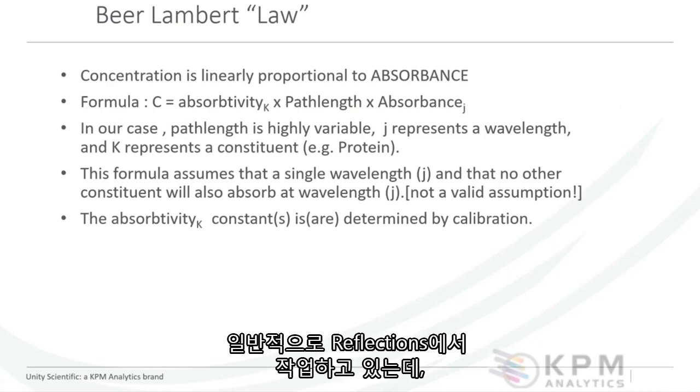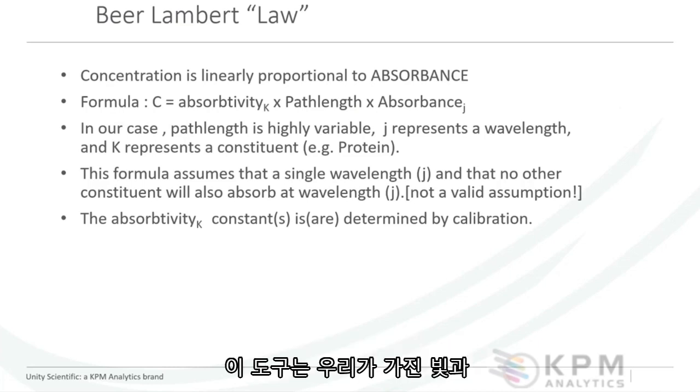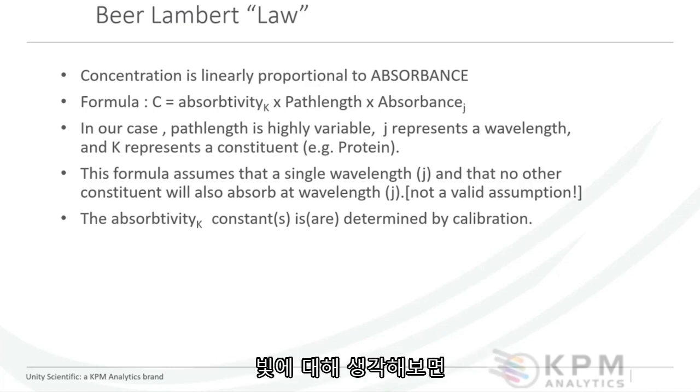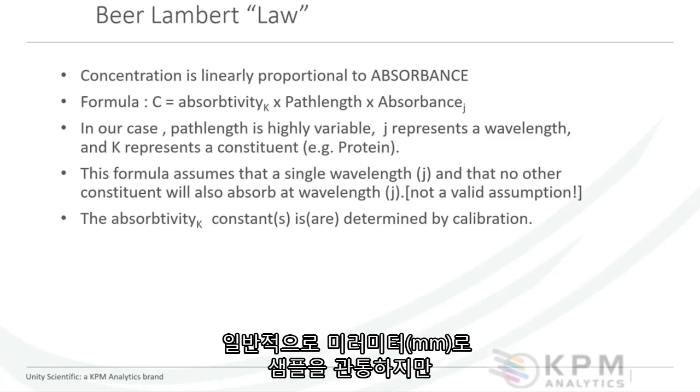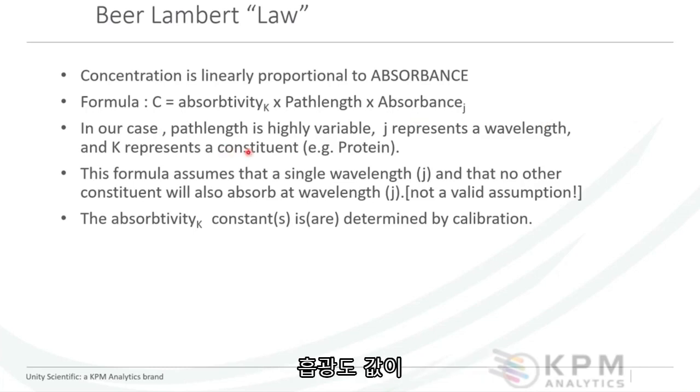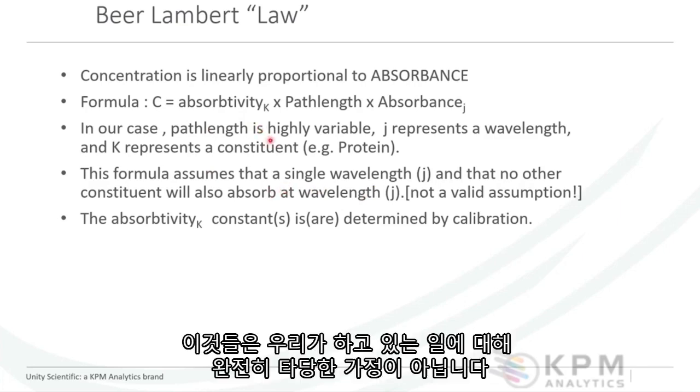We're working in reflectance in general with our instruments. So the interaction that the light has with the sample is highly variable. If you think about the light penetrating a sample, it's normally about 1 millimeter or so, but it's interacting at various depths. So there's no consistent path length. The A, the absorbance value, is at a particular wavelength, and then there's some sort of a constant in this. The formula assumes a single wavelength, no other constituent being present, and a consistent path length. Well, these are not completely valid assumptions for what we're doing.